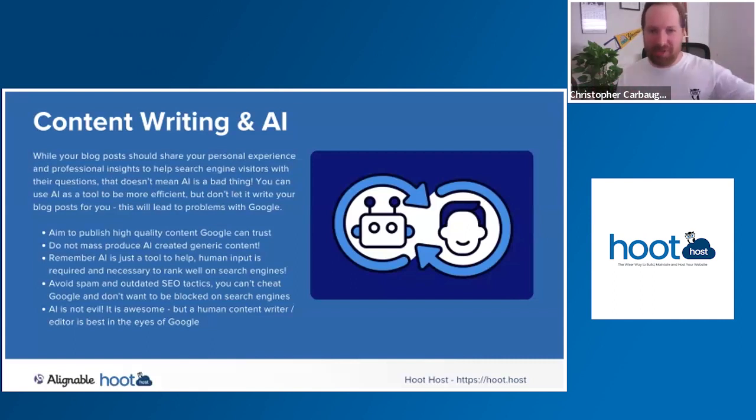You don't need to have hundreds of blog posts, and you don't need to be #1 on Google. But if you're building an effective campaign slowly and steadily, you're going to start to find the results you're looking for. And again, I just want to say to everybody, AI is not evil. It's actually awesome. But again, a human content writer, or at least editing it and forming it to be uniquely yours, is always going to be best in the eyes of Google. Just try to stick to that.